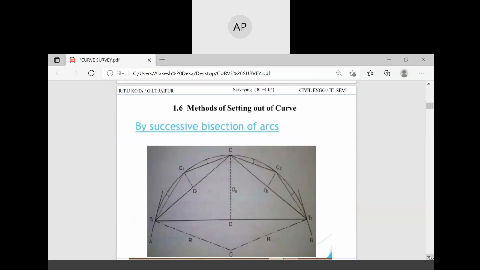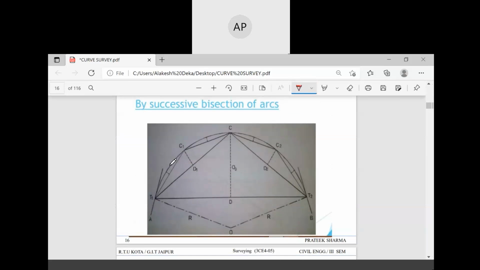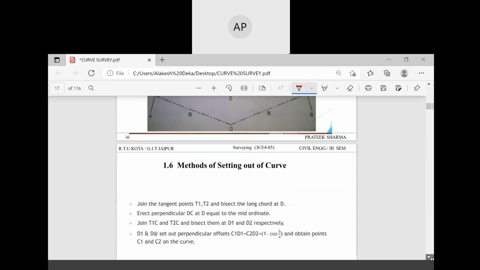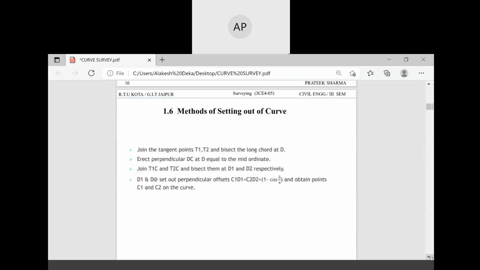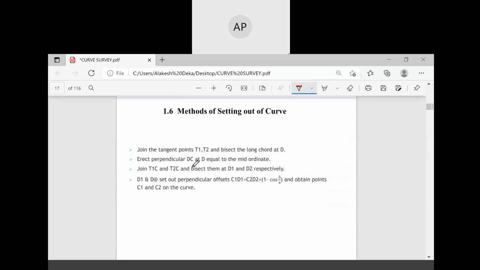By successive bisection of arcs. In this method, by successively bisecting the arcs, we can find the curve. Join the tangent points T1 and T2 and bisect the long chord at D. Erect a perpendicular distance DC at D equal to the mid-ordinate. Join T1C, T2C and bisect them.